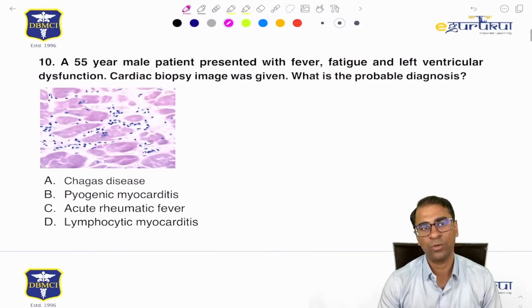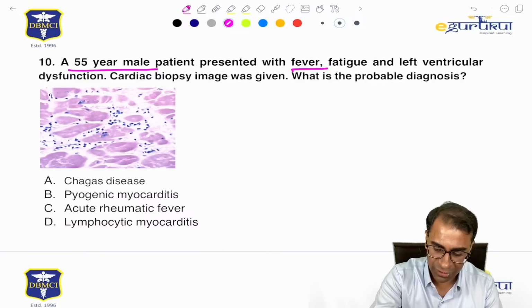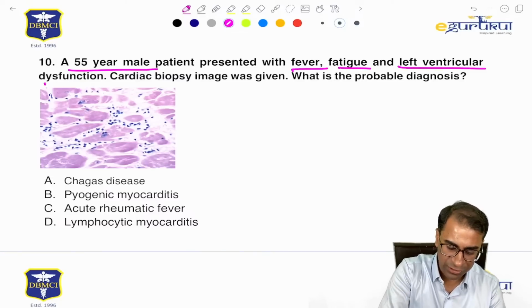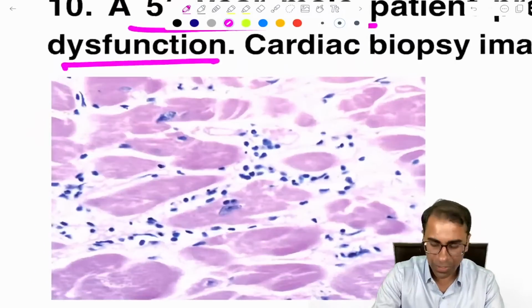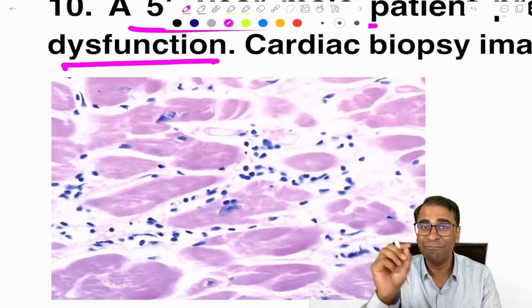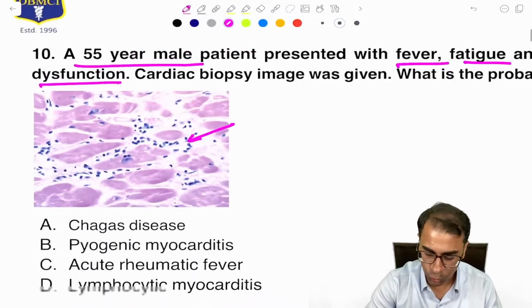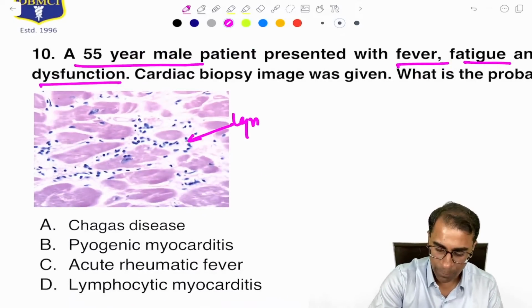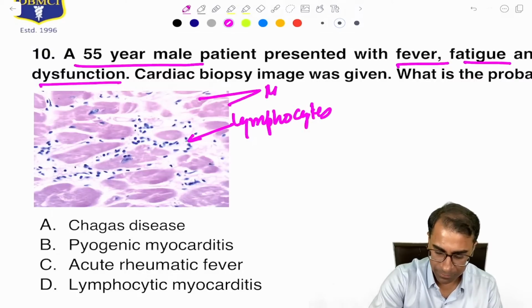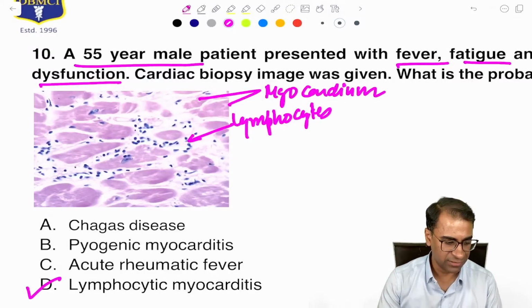Now this is a pretty tricky question. It's all image based though. A 55-year-old male presents with fever, fatigue and left ventricular dysfunction. Now you see this is a cardiac picture given, and all the cells you see here, these actually are what, guys? They're lymphocytes. Because these are all lymphocytes, you have to choose lymphocytic myocarditis. These are lymphocytes, and these are the myocardium. And hence it's a case of lymphocytic myocarditis.